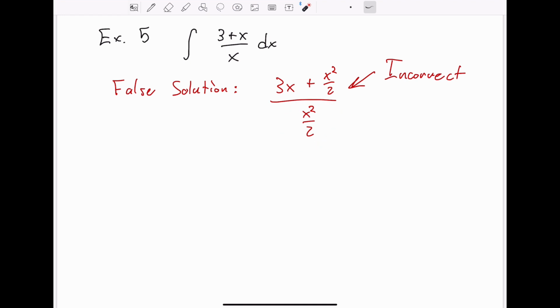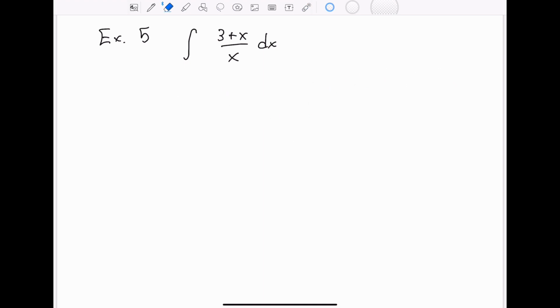So what is the correct approach? Well, the correct approach is to somehow deal with that fraction before we integrate. And the way to do that is to split up the fraction at the plus sign in the numerator. We can express this as the integral of 3 divided by x plus x divided by x. I have to do this algebraic step first before I can use calculus.